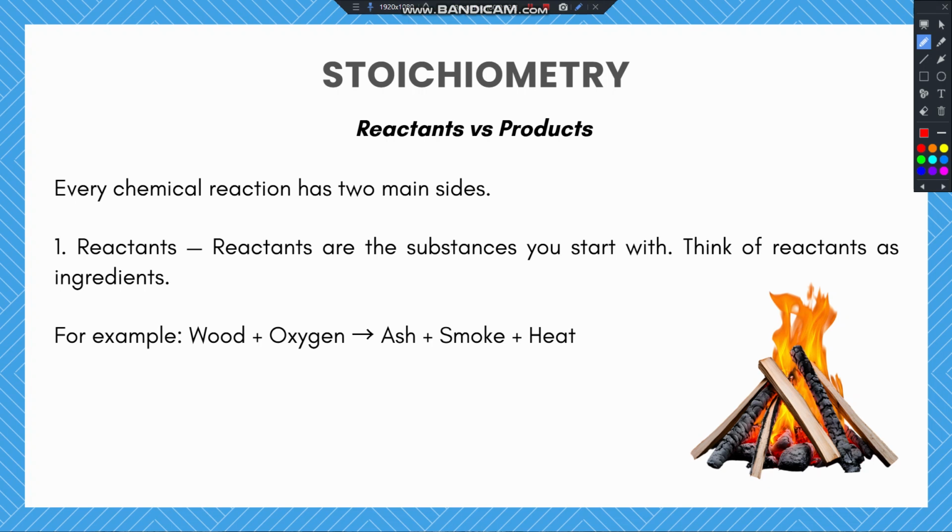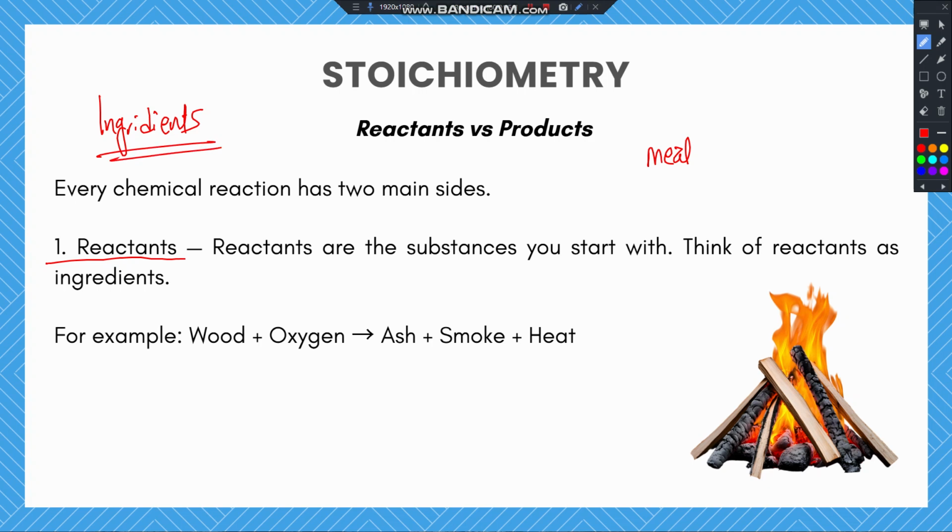Every chemical reaction has two main sides. Side number one, the reactants. Reactants are the substances that you begin or start the reaction with. Now think of reactants as ingredients. Before you produce a particular meal or a particular dish, you have to start with the ingredients that you combine together. Those ingredients that you use in chemistry are called the reactants.